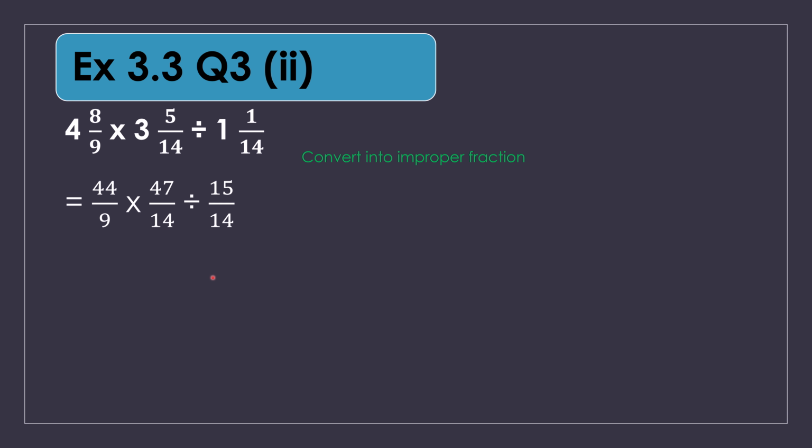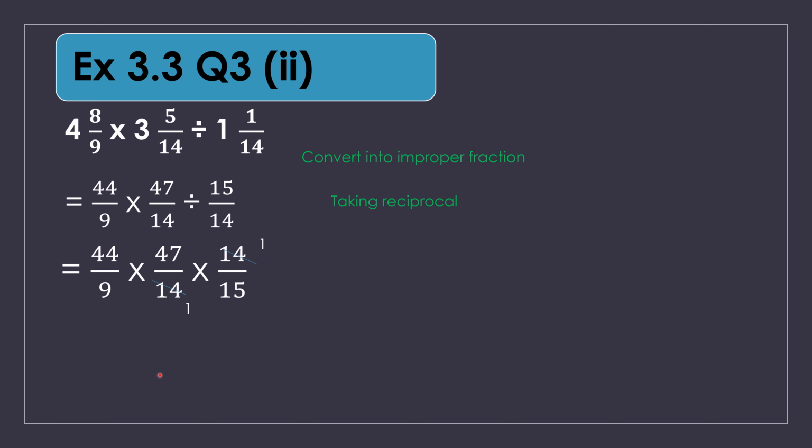To make the question simpler, we will take the reciprocal of this part to change this division symbol into a multiplication symbol. How do we take the reciprocal? We just flip this fraction. When we have a division symbol between two fractions, we flip the second fraction and the division sign is converted into a multiplication symbol like this. 15 by 14 is now 14 by 15. And both the signs are now multiplication signs.